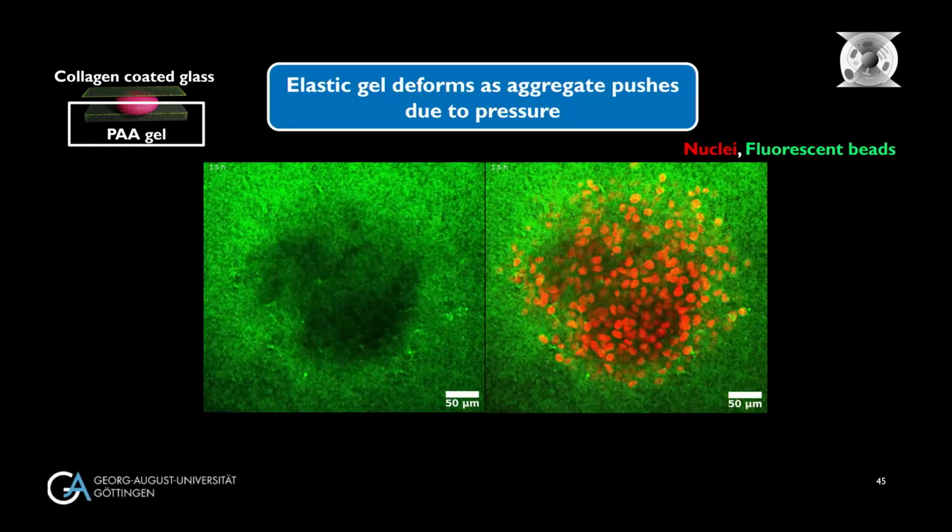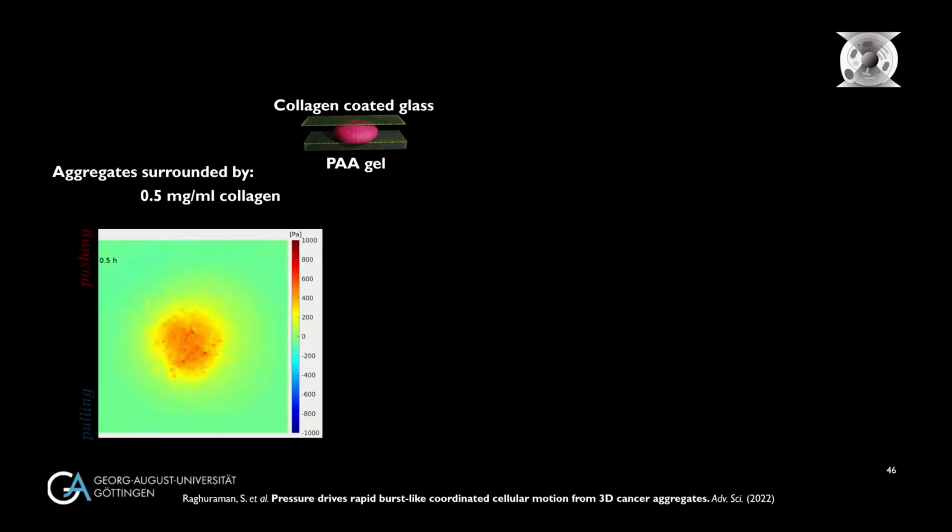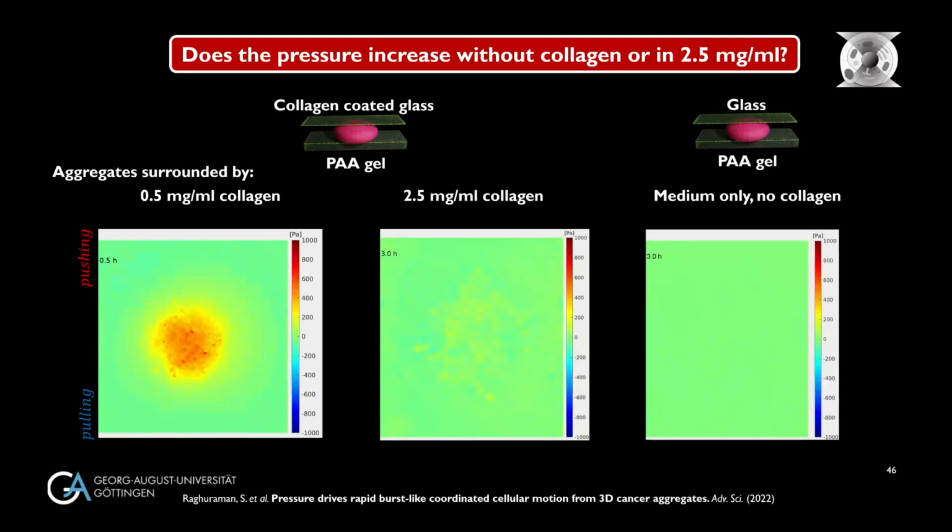So we see that these systems are pushing down, and now if I just show that very quickly here, this is in 0.5 milligram. This is the gel that explodes in our situation here, the collagen. And these are measurements where we have no collagen or we have the higher collagen, and you see hardly any indentation here.